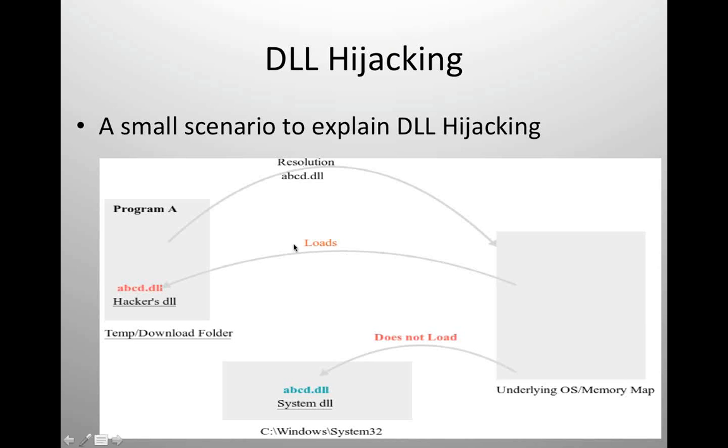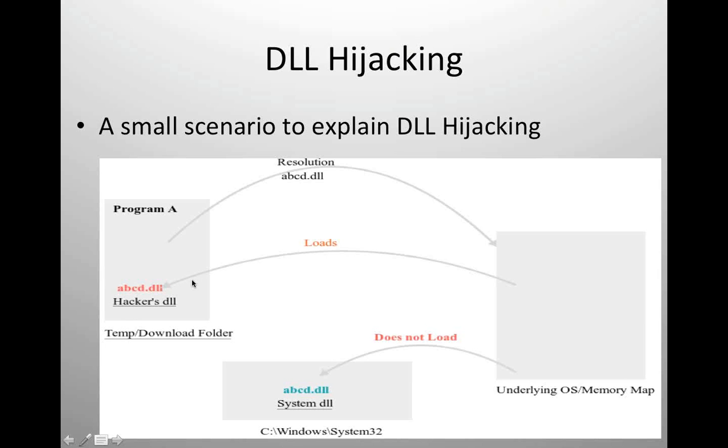Now here, just to illustrate, if you can see the diagram, what is happening? The OS is loading the abc.dll, but not the real DLL that it has to pick from C:\Windows\System32. Rather, it's picking the hacker's DLL, which is residing along with program A.exe itself. So now you may ask, how will the hacker place his DLL along with program A?